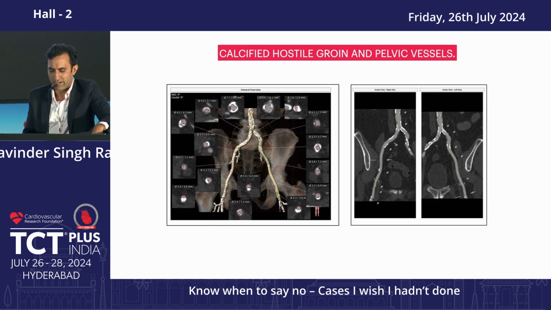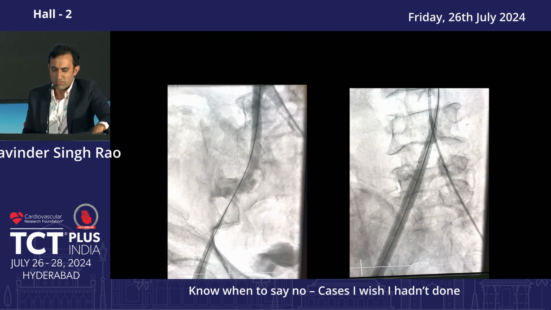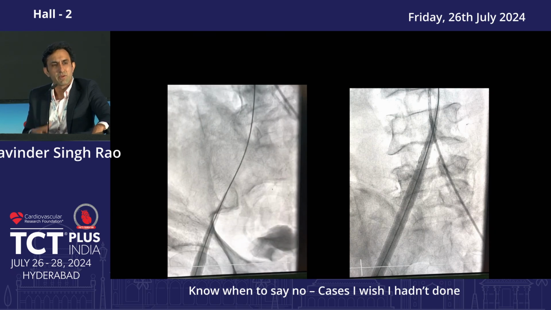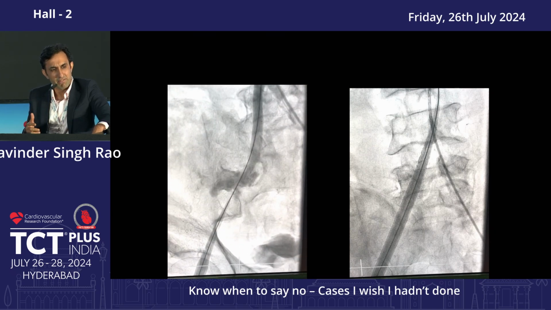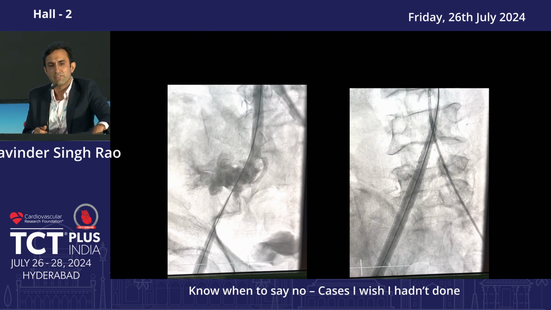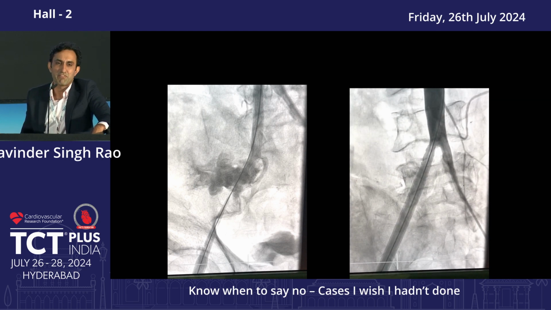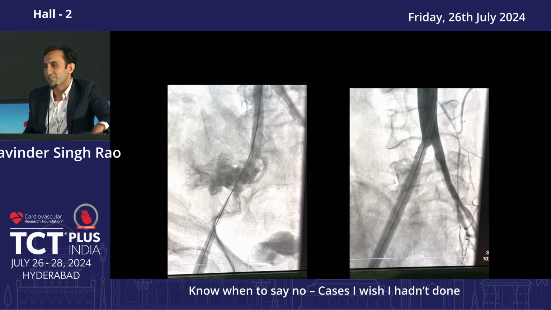This patient has calcified groin vessels, and we went ahead and did a transfemoral TAVR. While coming out, when we pulled out the sheath, we saw a pelvic perforation. Oh my God. We fixed it, but I wish I had chosen a different valve which could have gone easily through the femoral vessels.